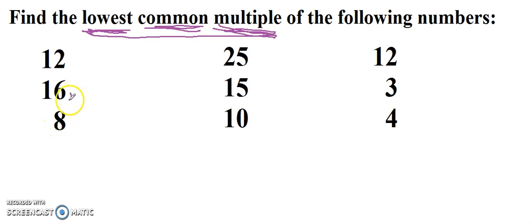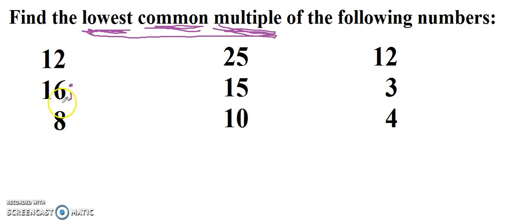Now my trick is to always start with the biggest number. We can see that 8 already goes into 16. So whatever numbers we get from 16, whatever multiples we can make, 8 will always be a factor of those multiples. It's 12 that we need to try and fit into those multiples.